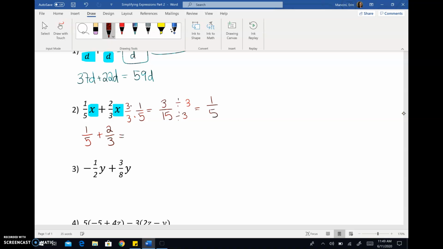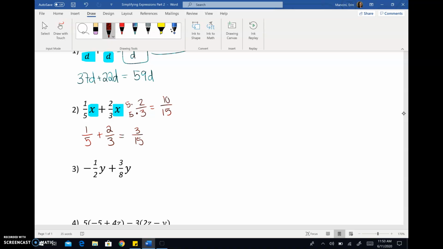Okay, so I'm going to rewrite this problem with a common denominator. So now we know 1/5 is the same as 3/15. Okay, we need to do the same thing for 2/3. We need them to have a common denominator, so we want 2/3 to now have a denominator of 15. So 2/3 is equal to what over 15? Well, what do you need to multiply 3 by to get 15? That'd be 5. But whatever you do to the bottom, you need to keep it balanced and do to the top. 5 times 2 is 10.